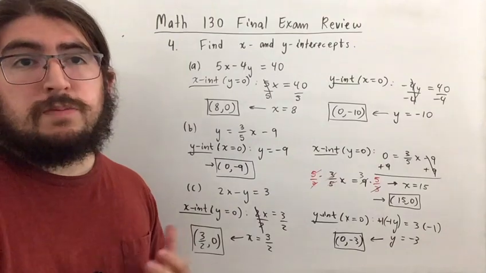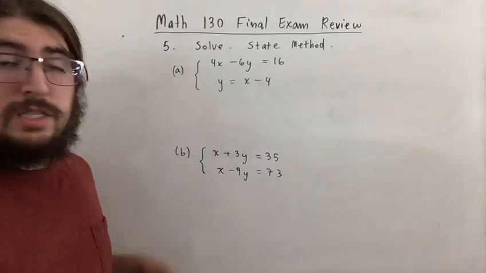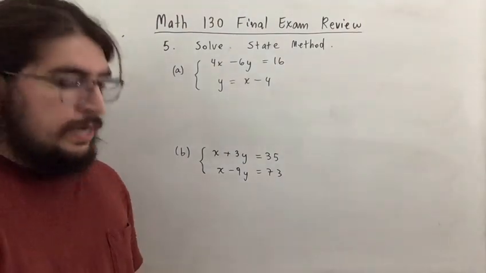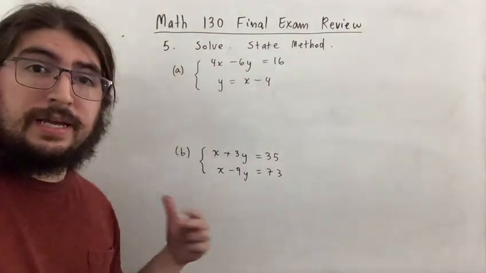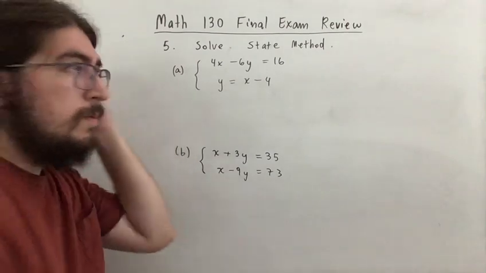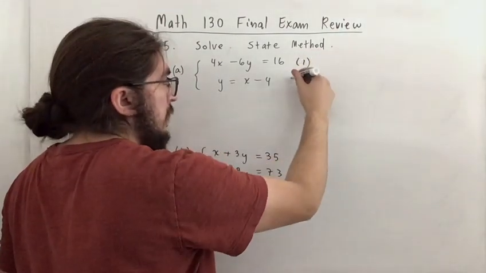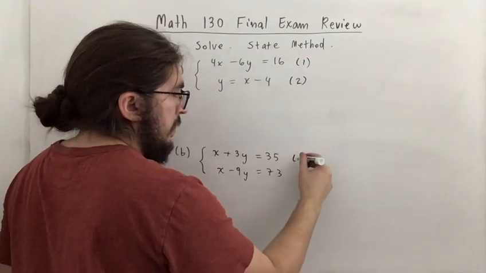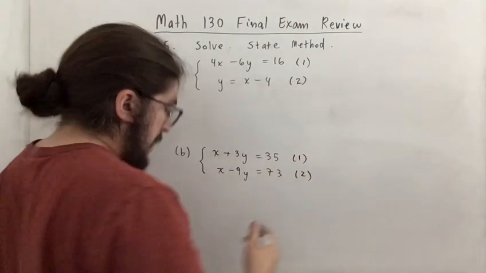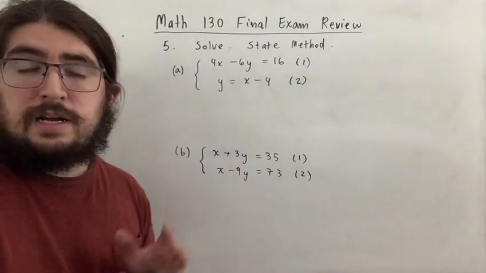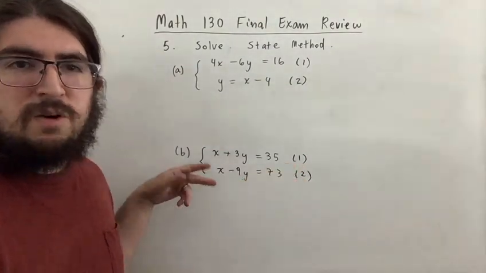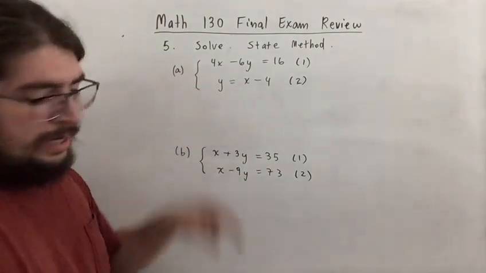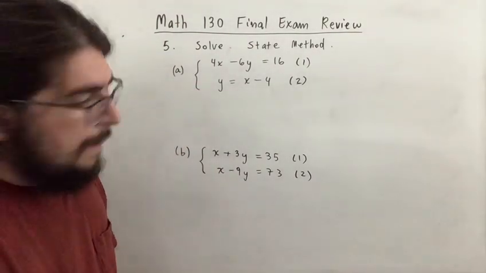Now let's move on to problem number 5. Okay, so in this problem here, we're asked to solve the system of equations and also state our method. Now, I usually like to label each equation in the system with a 1 and 2, so that way this is 1 and this is 2, just so I can refer to things. And this I'll also call 1 and 2 here. Now, notice that as far as forms of lines go, for the second one, they're both in standard form. But for this one, one is standard and one is slope-intercept form.